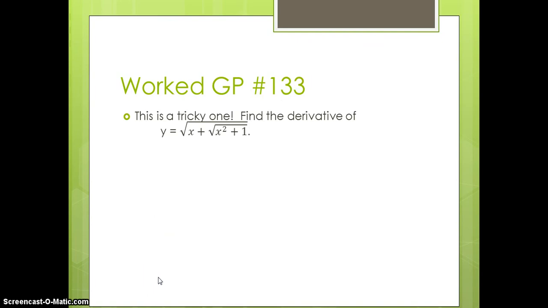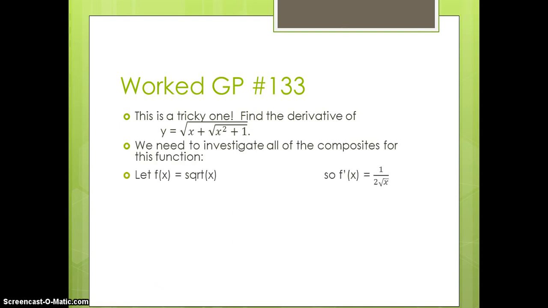One more example. Let's say you want to find the derivative of y is equal to the square root of x plus square root of x squared plus 1. Wow, that's a lot. So let's look at all the composites for this function. We'll let f of x equal to the square root of x. So the derivative is 1 over 2 square root of x. That's the big outside function.